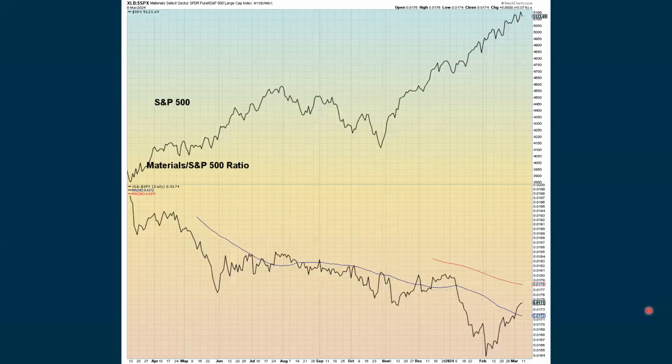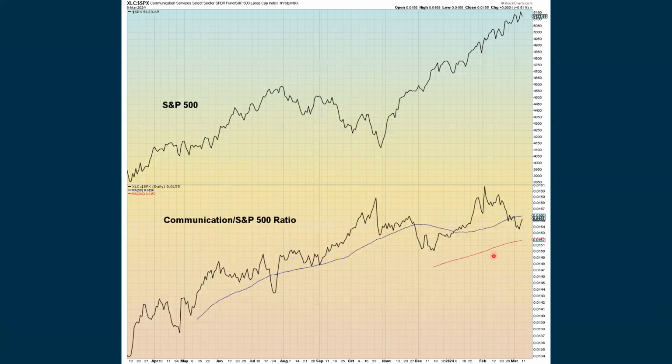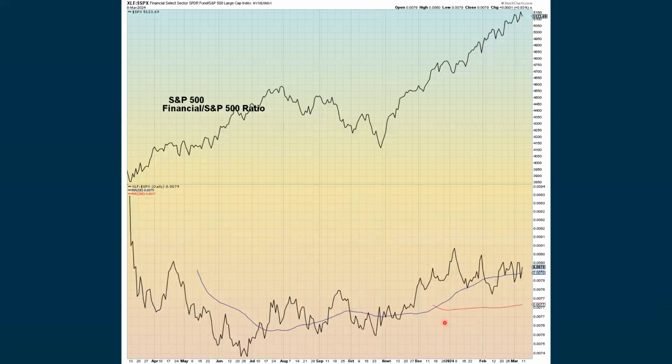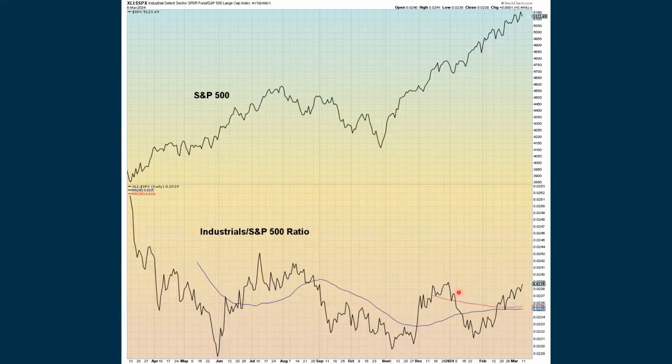Then we look at different sectors and compare them with the S&P, where materials are underperforming even though they've been bouncing back. Communication's been one of the stronger areas. It did see some weakness, but it's still in a longer-term uptrend. The energy sector is really underperforming the S&P 500. The financials have been chopping sideways, even though they have been able to manage getting into an uptrend when compared to the S&P. And we're watching this really closely.